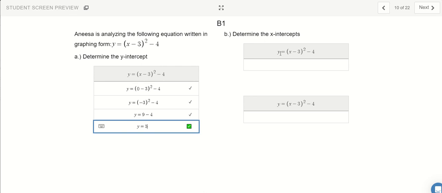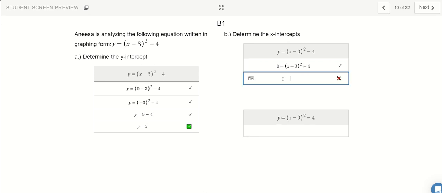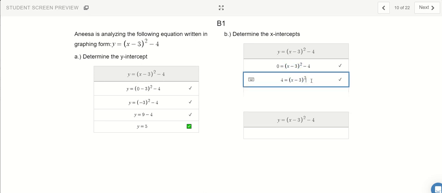Again, I'm going to make y 0 this time. So let's go ahead and copy and paste. The height has to be at 0 in order for it to cross the x-axis. All right, let's move -4 to the other side by adding 4 to both sides. From here, I can square root both sides. So again, I can square root 4, square root both sides.